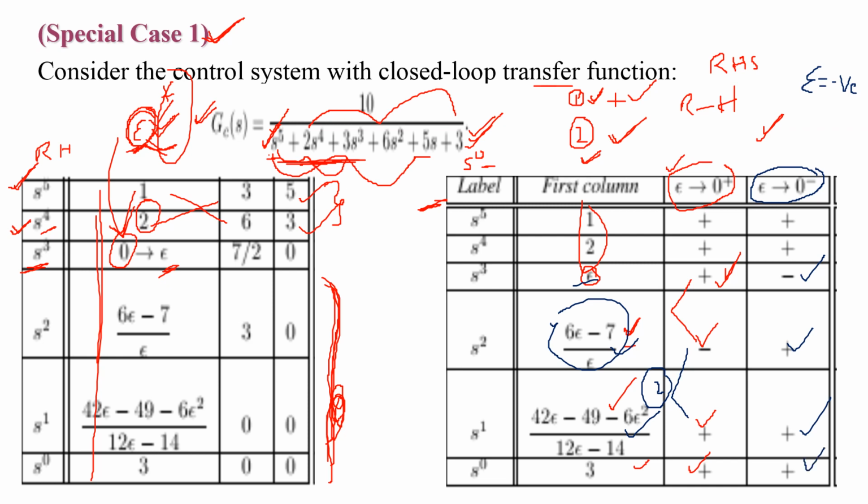In this also, identify the number of sign changes. Here from positive to negative, one sign change, negative to positive, one more sign change. In this also we are having two sign changes. So totally we are having two sign changes. So the number of right hand side roots are 2, and the given system is an unstable system.